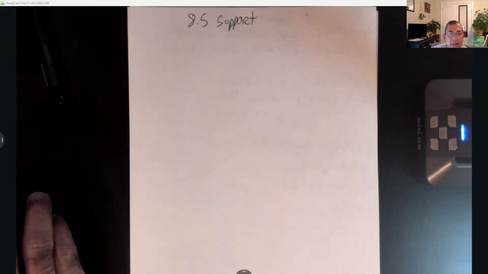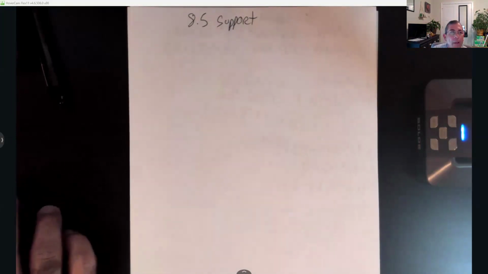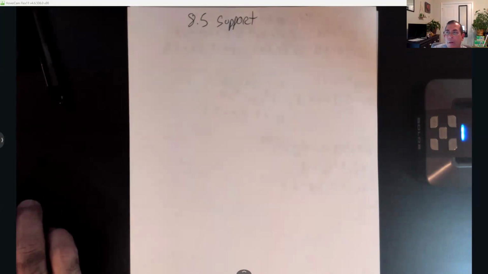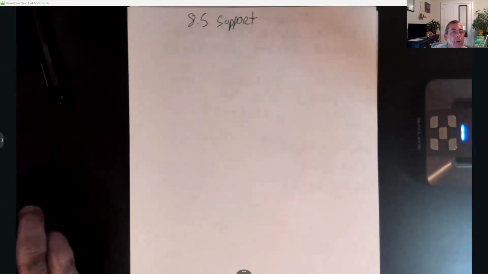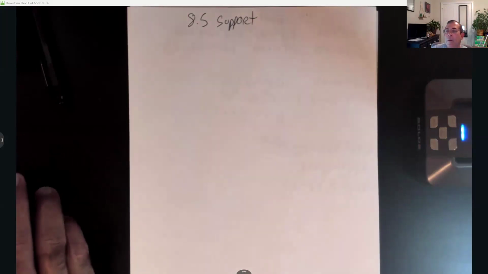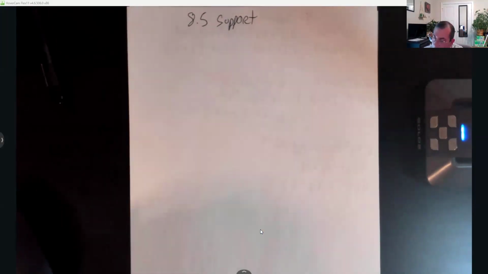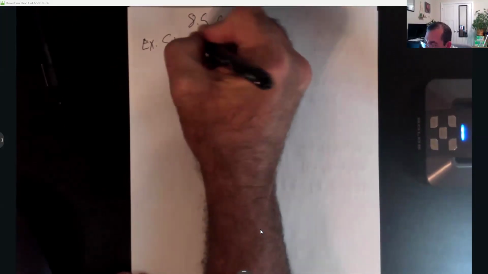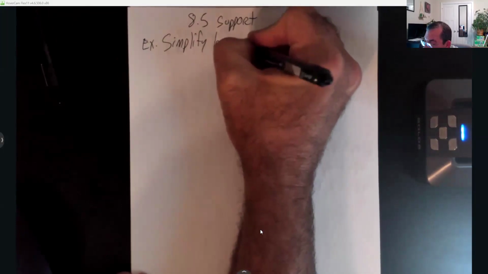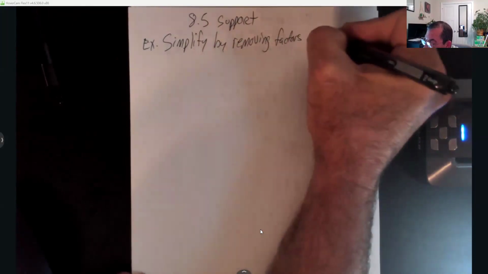All right, so I'm looking at 8.5 support and preview. Okay, so I was just making sure I had the right problems. All righty, so 8.5 support, y'all. These will say simplify by removing factors of 1.